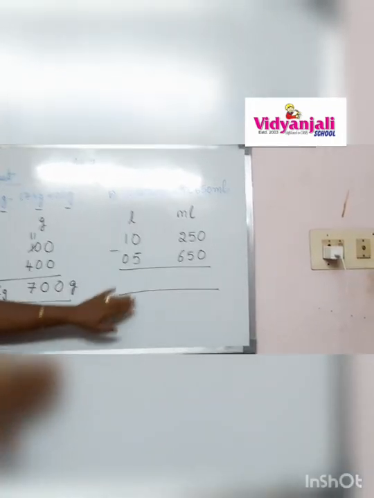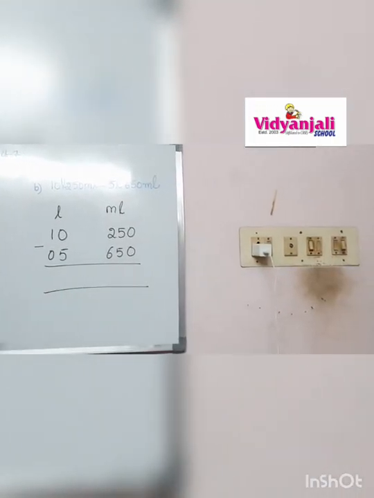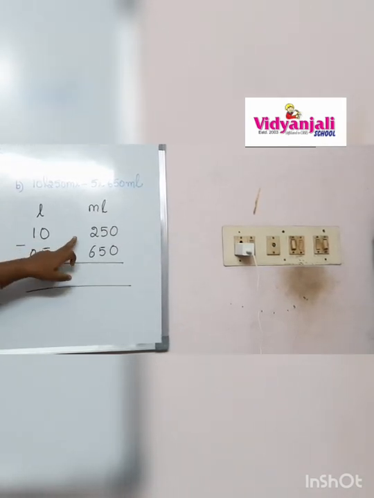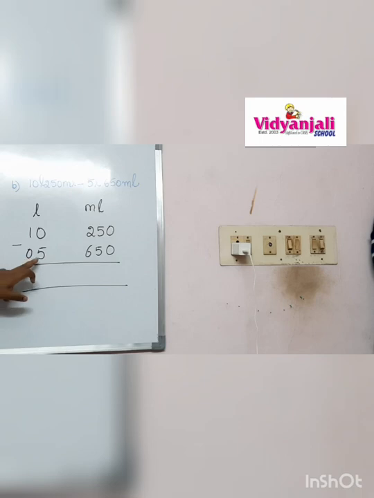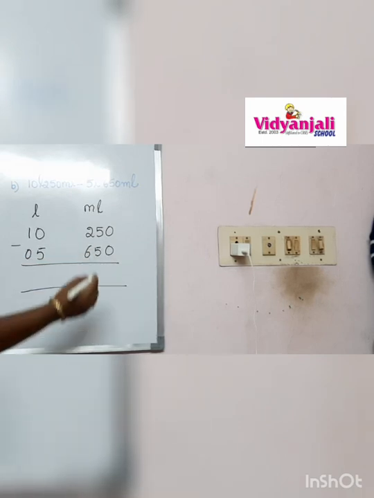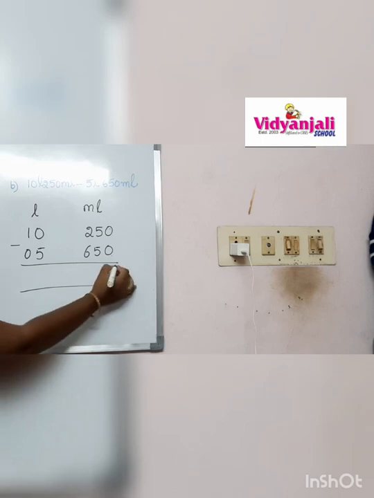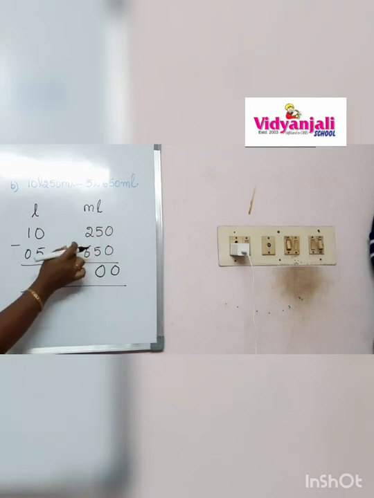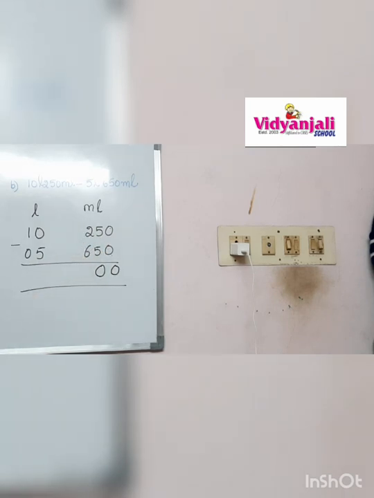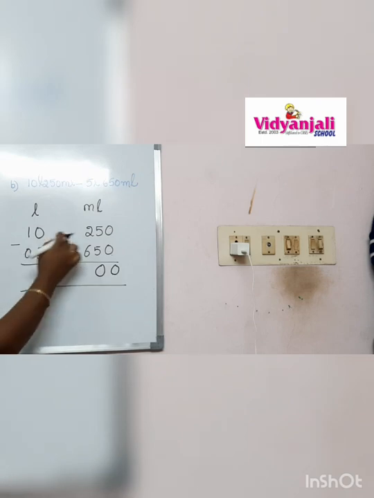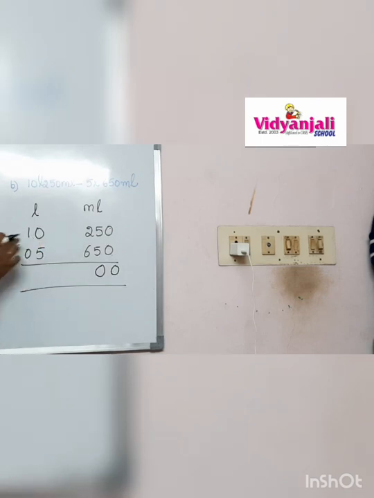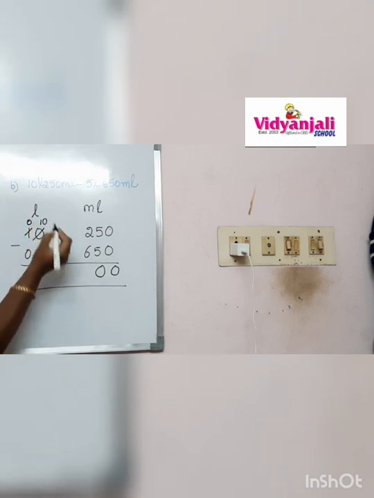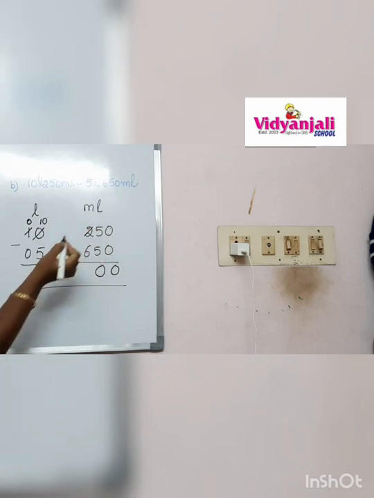Now you see the B1. Here you have the units in liters and milliliters. 10 liters 250 ml minus 5 liters 650 ml. 0 minus 0. How much? 0. 5 minus 5. How much? 0. 2 minus 6 is possible? No, it is not possible. So what will you do? You have to borrow from the before number, but here you have 0. So you have to borrow from this number. So 1 becomes 0 and this becomes 10, no? Yes or no?